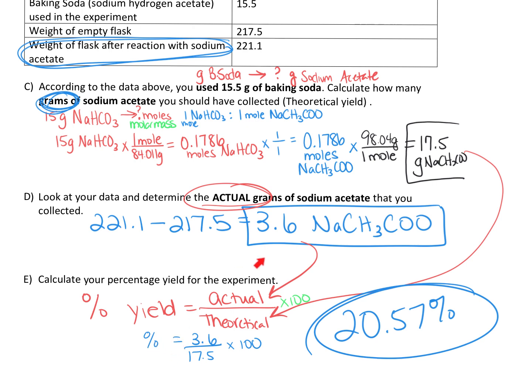Definitely not as good as the previous experiment, but here's the thing. We can see how much we should have gotten and how much we made, and this is really important in industries, because industries don't want only a 20% yield. They have to figure out what went wrong. I should have gotten 17.5 grams, but I only got 3.6. They're not going to make a lot of profit off of something like this. So that's why these kinds of calculations are important.